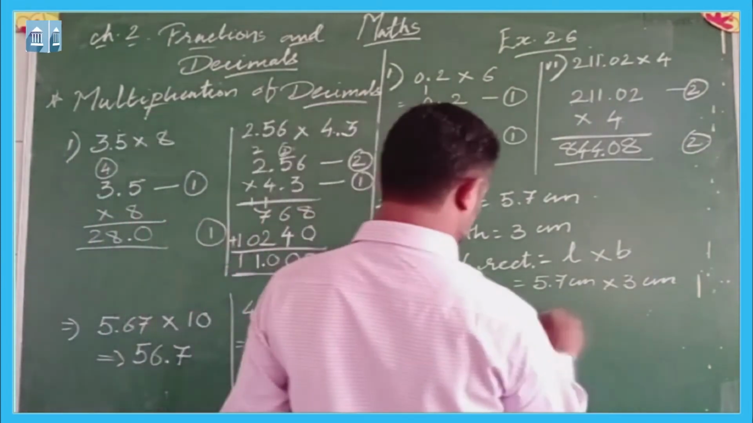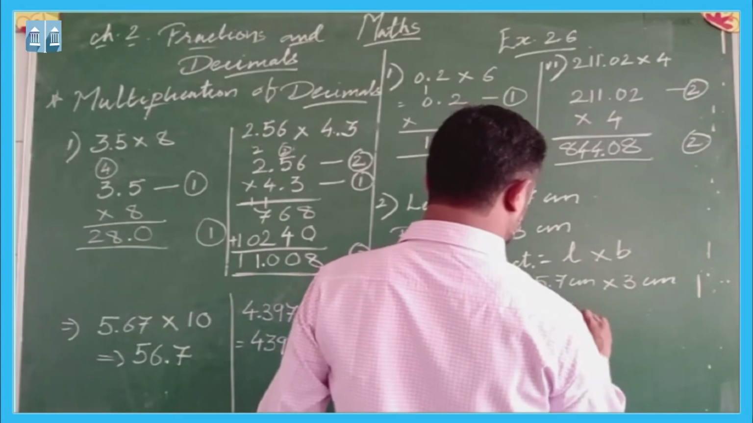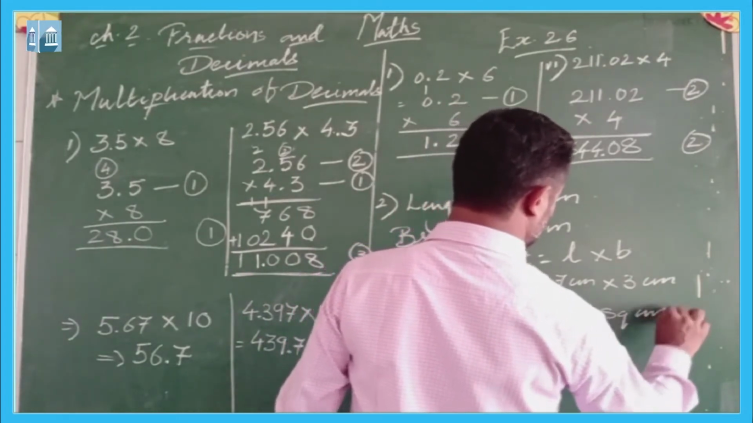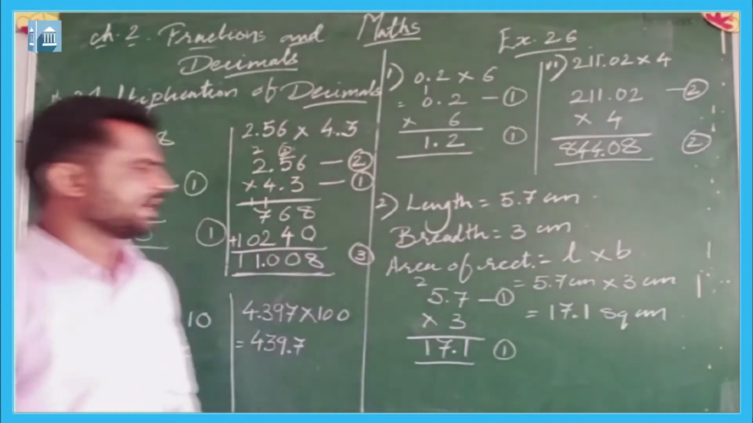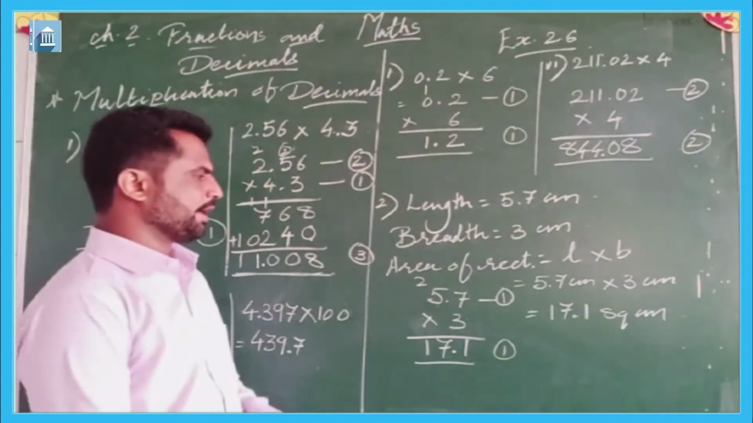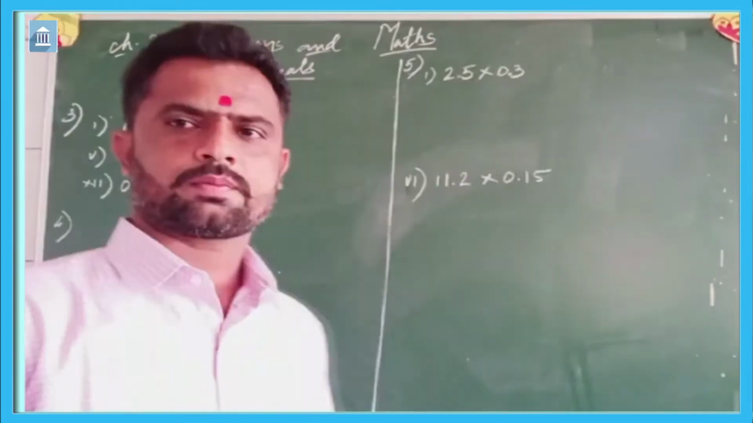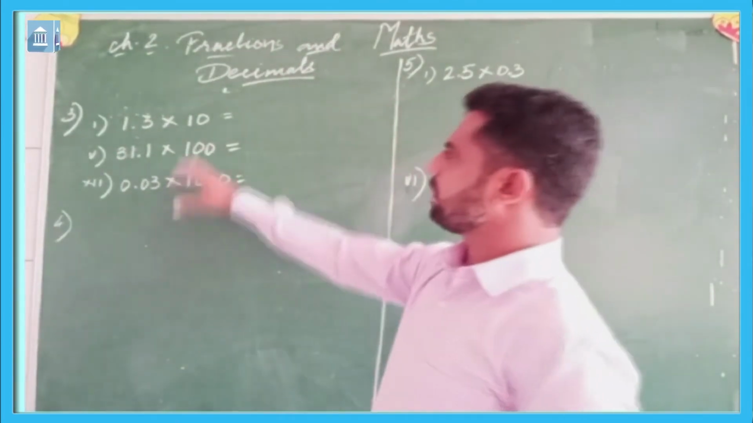So the answer is 17.1 square centimeter. So the area of the rectangle is 17.1 square centimeter. Now let us see question number 3.